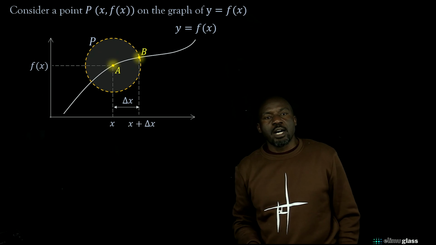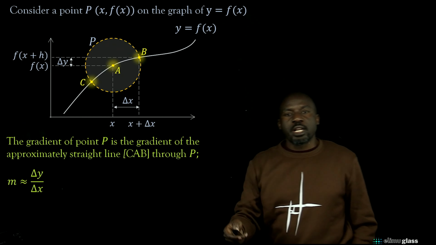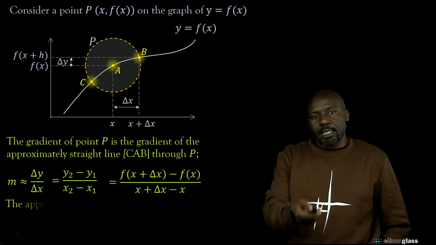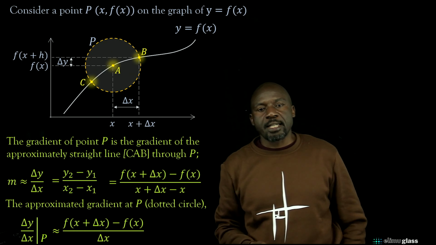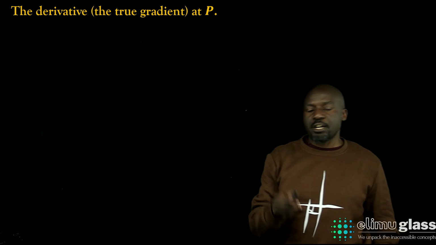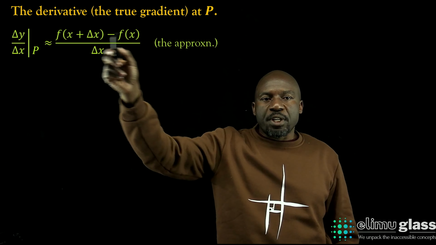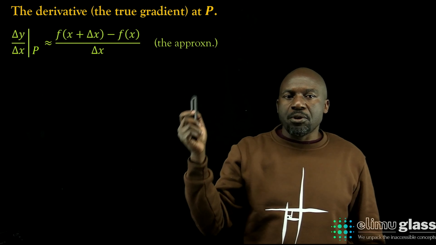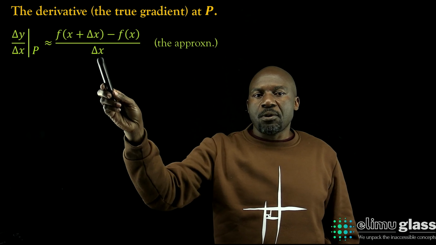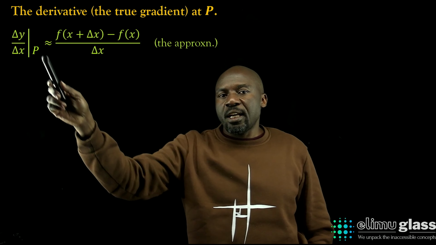Okay, so let's go and hopefully we can look at an example before we stop the class. So we can say the gradient, we've already talked about this. So the approximated gradient is given by that. And so the true gradient, which is called the derivative of the function at point P, will be given by, so we take the approximation, and what we want to do is make delta x very, very tiny. So as we make delta x tinier and tinier, we arrive at the true gradient.